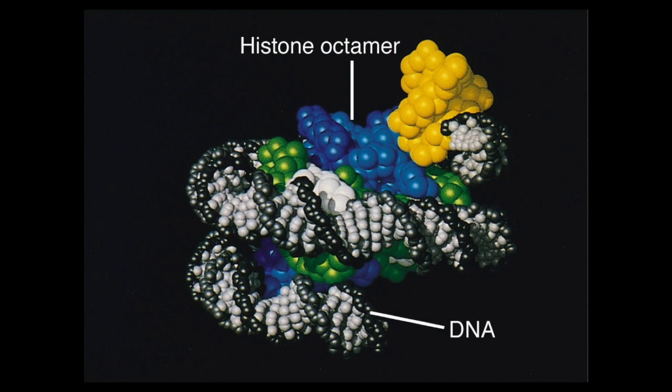Here's an image of a histone octamer complexed with DNA. And histones are very important in gene regulation in eukaryotes, and that's what we'll be discussing in the next lecture. See you next time.